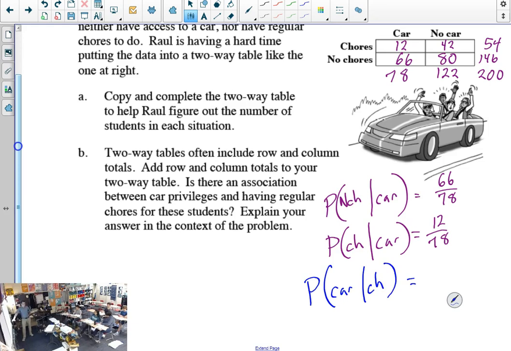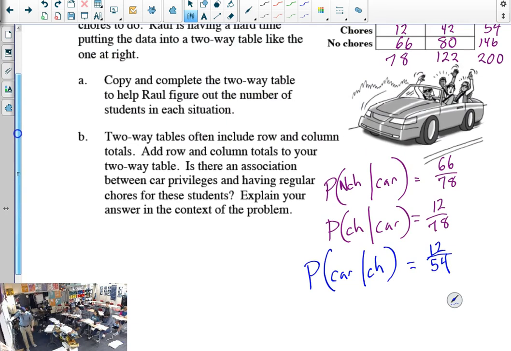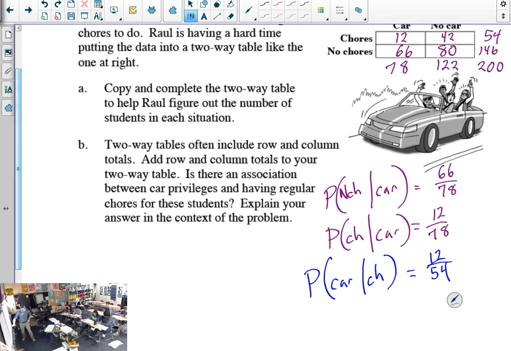So what's the probability of car given chores? Car given chores is 12 over 54. Interesting. 12/78 and 12/54. I'm curious if those relate with each other. I mean, 12 obviously comes from the same place. You gave me another probability that we need to look at: car given no chores. So you're just flipping these around. Which would be 66 over 146.